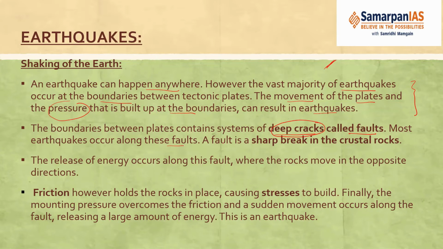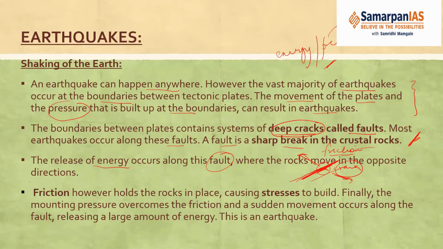So a fault is basically a crack on the rock, or a break in the rock. That is the fault. So it provides an opportunity for the energy that is building up inside the earth to be released in the form of an earthquake. So energy is released via these cracks or breaks in the crustal rocks. Along these faults, the energy is released. So what happens whenever the energy is released along this fault? The rocks move in opposite directions.